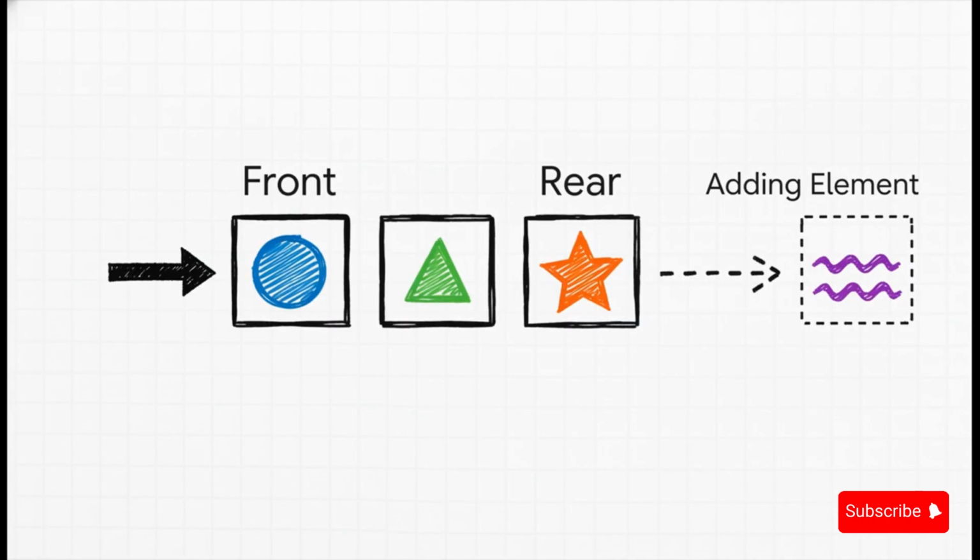Let's look at it like this. Imagine these are tasks in a line. The number 10 is at the front. It got here first, so it's going to be the first to leave. If a new task, say the number 40, wanted to join, it would have to get in line all the way at the back, at the rear, behind 30. It's a super simple but really powerful setup.